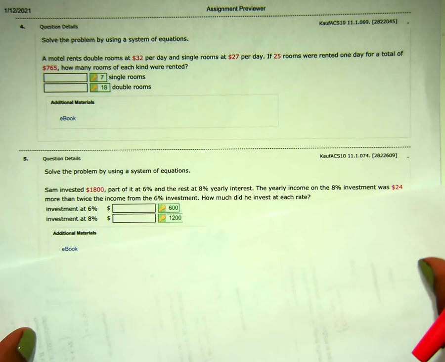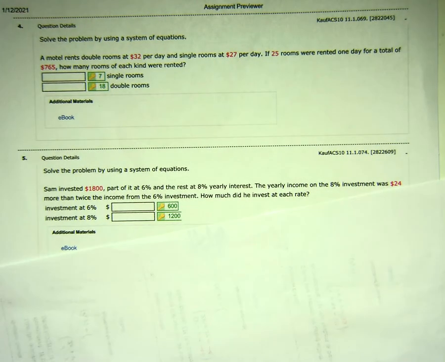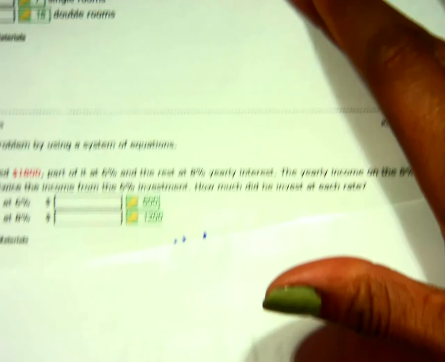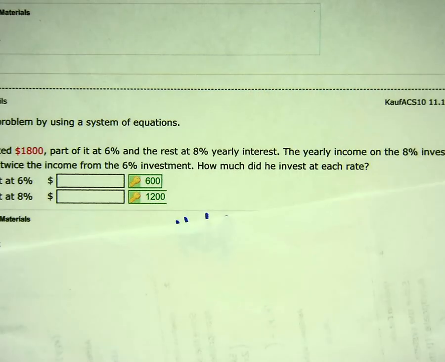Alright. So now that I got myself somewhat organized, your problem is going to be very similar to this. So I can't zoom in too much because then you won't be able to see it. So once again, I'm going to have to read it. Sam invested $1,800. Part of it was at 6% and the rest of it at 8% yearly interest. The yearly income of the 8% investment was $24 more than twice the income of the 6% investment. How much did he invest at each rate?